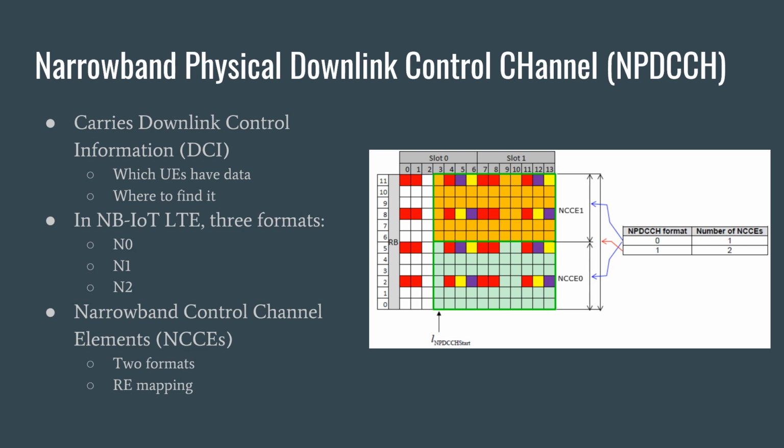In each subframe, there are 2 possible narrowband control channel elements, or NCCE0 and NCCE1. The NPDCCH has 2 formats to choose from when using them. These are shown in the figure here. Format 0 uses 1 NCCE, which means that 2 can be sent within a single subframe. This is shown with the blue arrows. Format 1, however, uses 2 NCCEs, which is represented with the red arrow spanning all the subcarriers in the resource block.